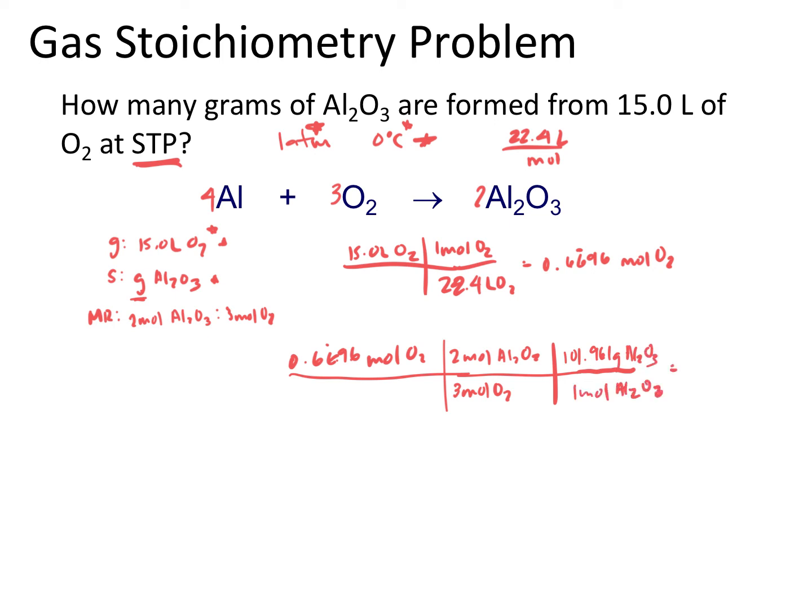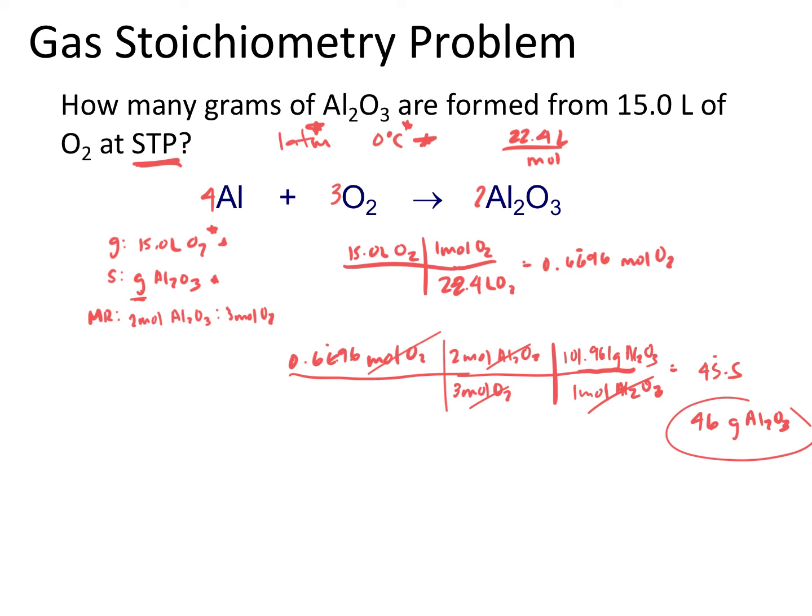Okay, we're going to plug this all into our calculator, and that's going to give us 45.5, or 46 as our final numerical answer. Our moles of O2 and moles of Al2O3 cancel. We end up with grams of Al2O3, so our setup is correct. So 46 grams of Al2O3 is what we would expect to form under STP conditions.